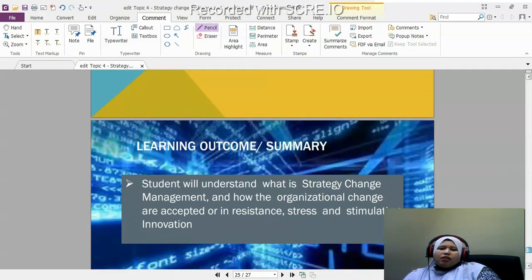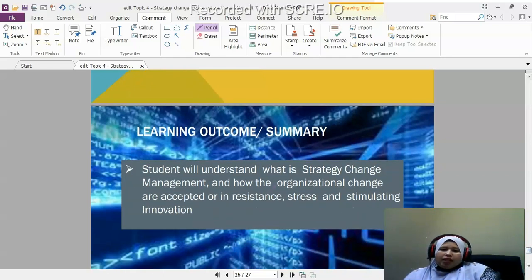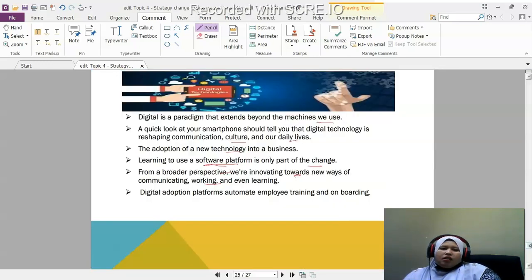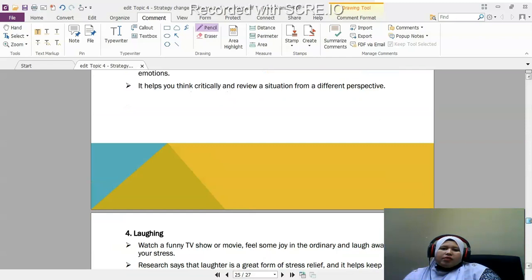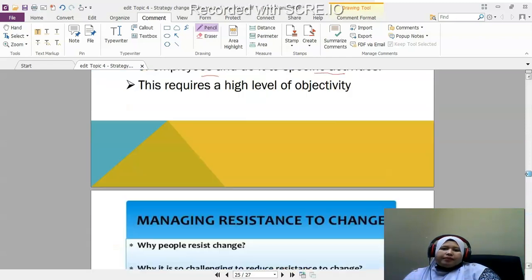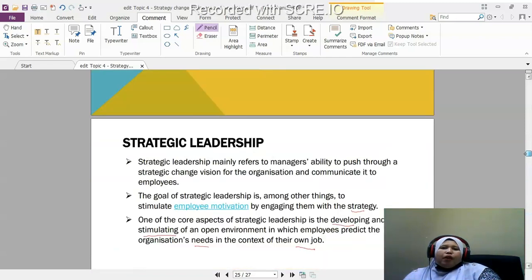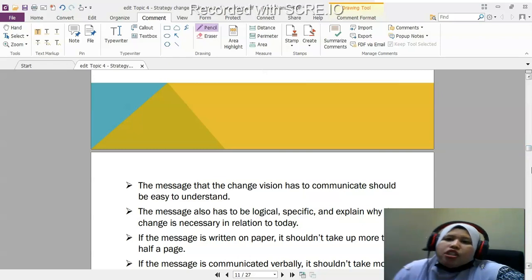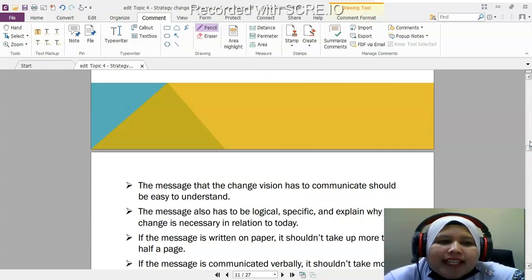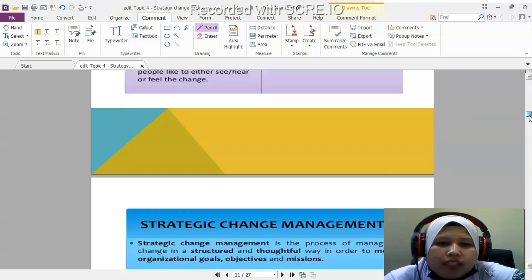So the next is the summary. Students will understand strategic change management, how organizational change acceptance or resistance works, what stress is, and stimulating innovation. That's all for Chapter 4, regarding strategy, change management, and innovation.